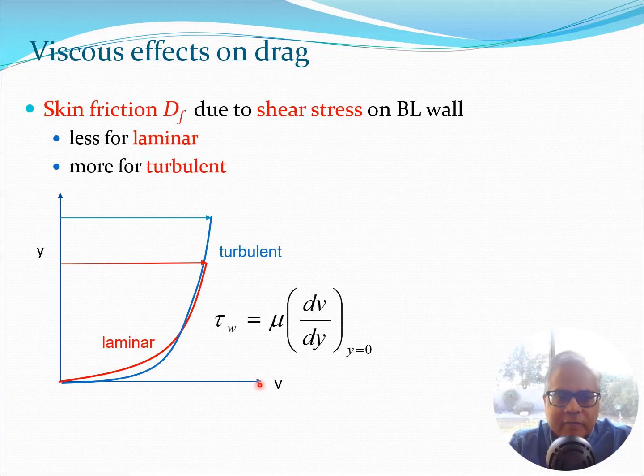Now let's look at the effect of skin friction drag because of these two types of boundary layers. Again, recall that the skin friction drag is dependent on dv by dy at the surface, that is at y equal to 0, at this point here. The skin friction drag due to shear stress on the boundary layer wall will clearly be less for laminar because this slope is less, and it's going to be more for turbulent because the slope here is more. So because of this dv by dy slope being more for turbulent, the skin friction drag is going to be more for turbulent flow.